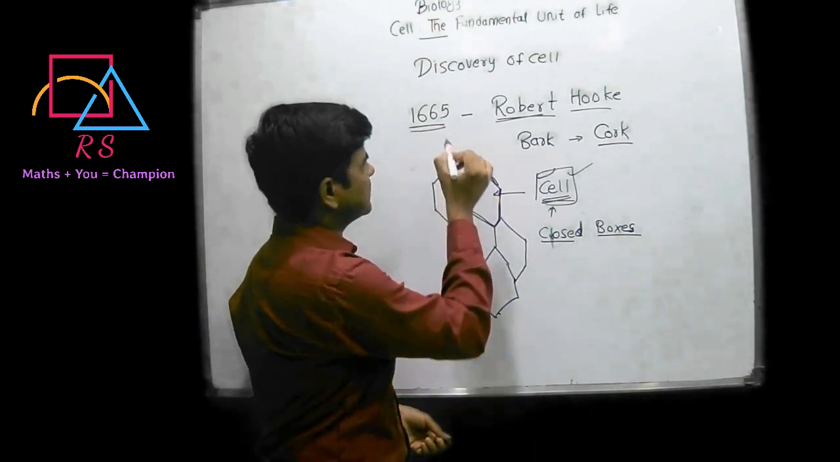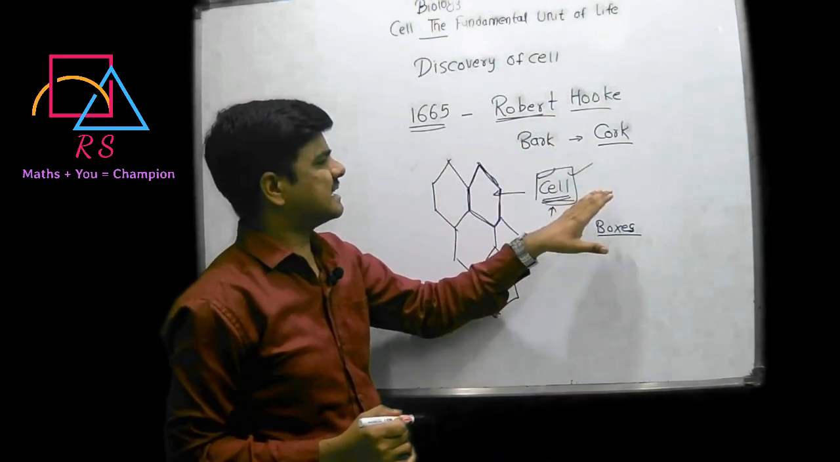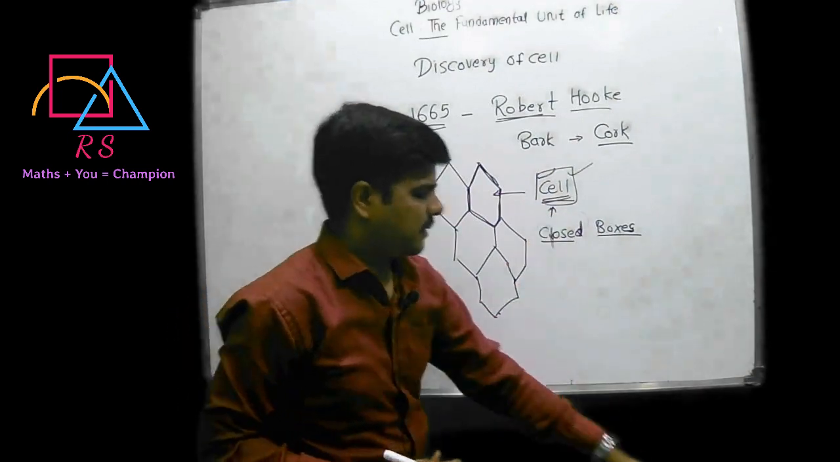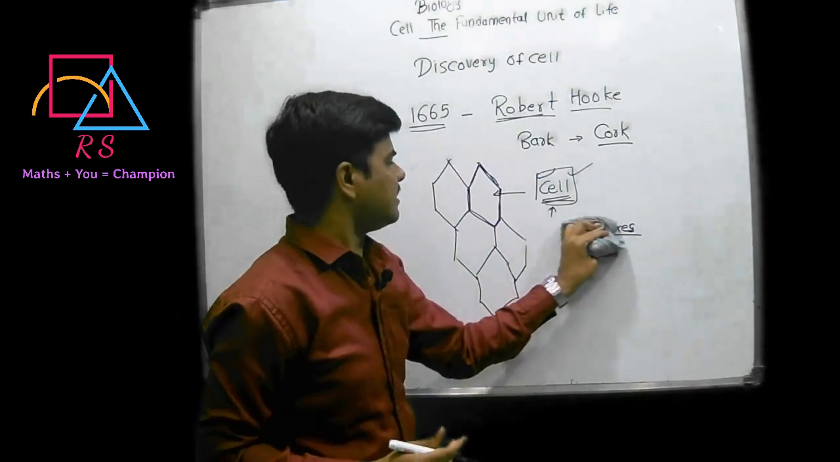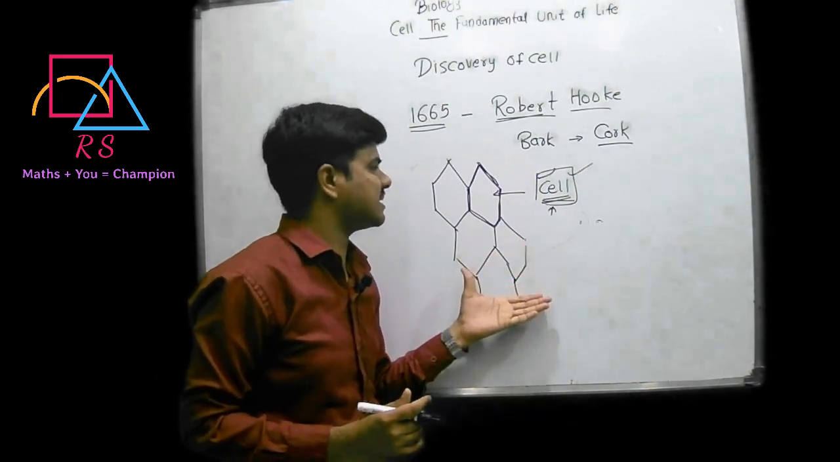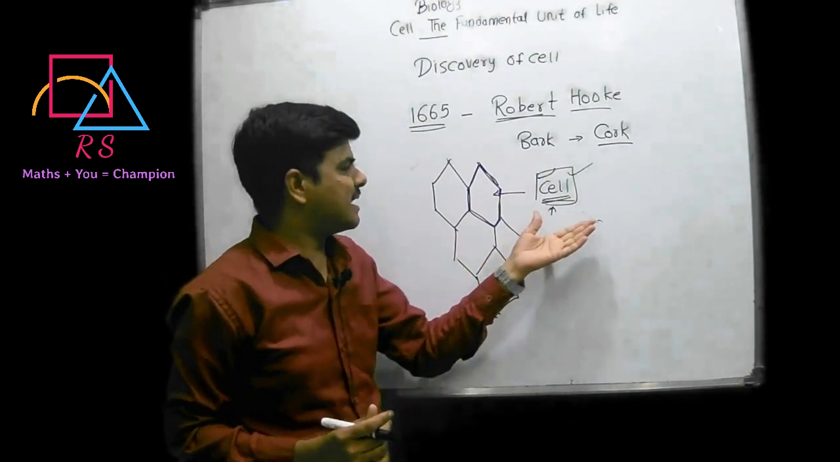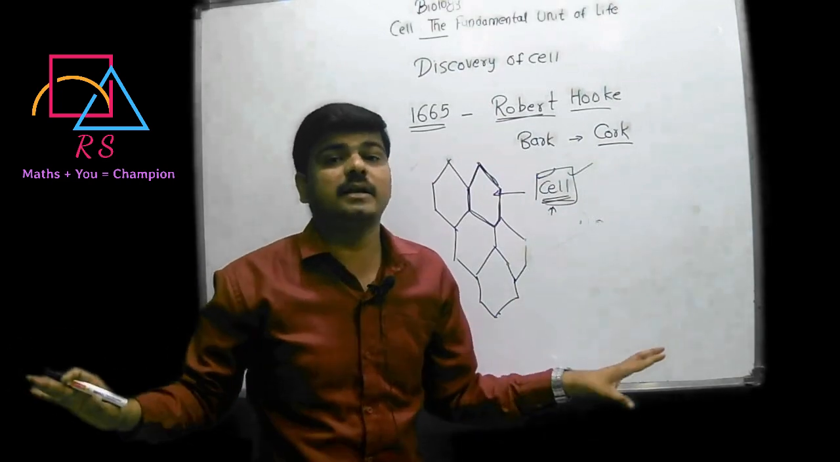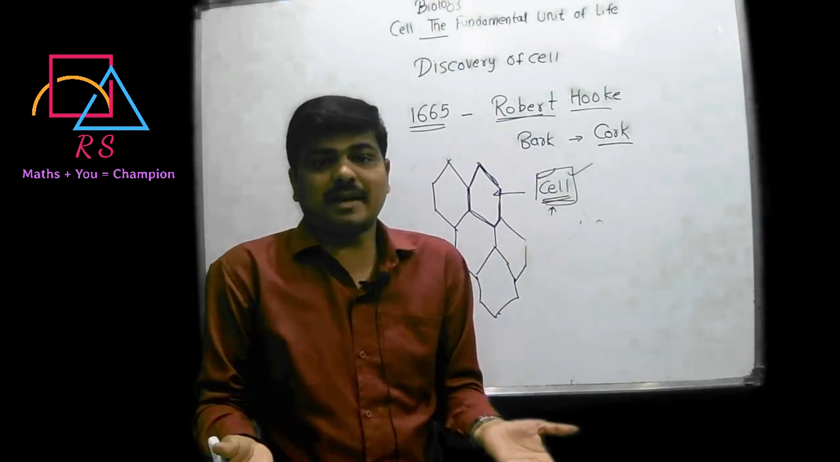So in the year 1665, Robert Hooke discovered the cell. With the help of the cork slices he had taken, he found honeycomb like structures, closed boxes, and these closed boxes he named cells. Okay, the discovery was done. So it was just a beginning.